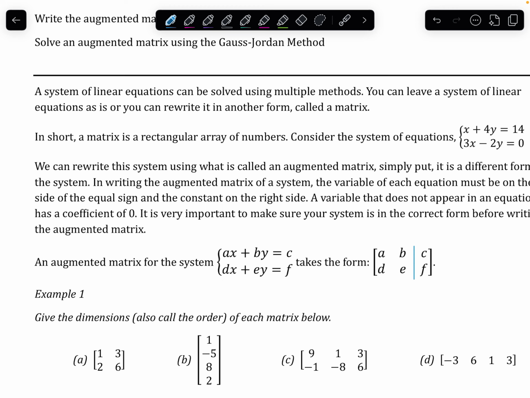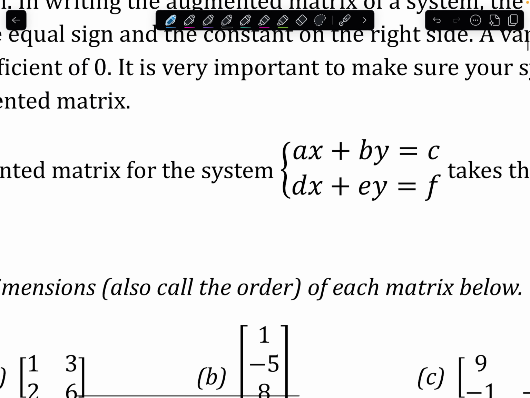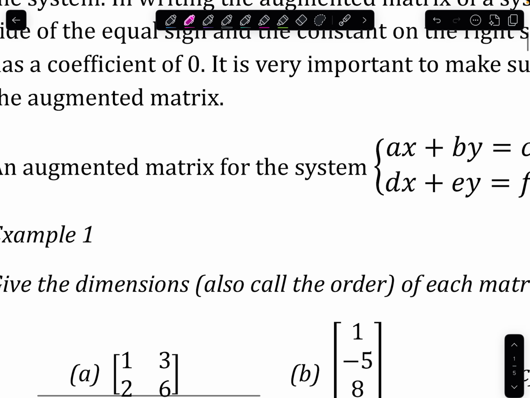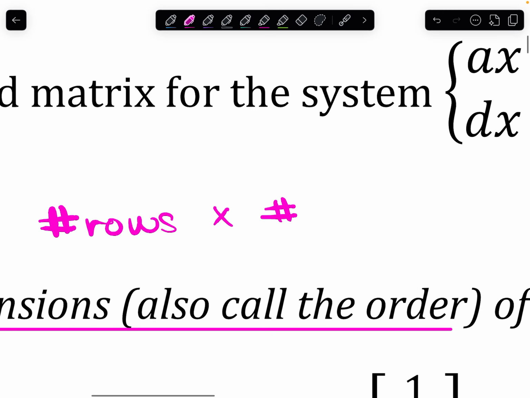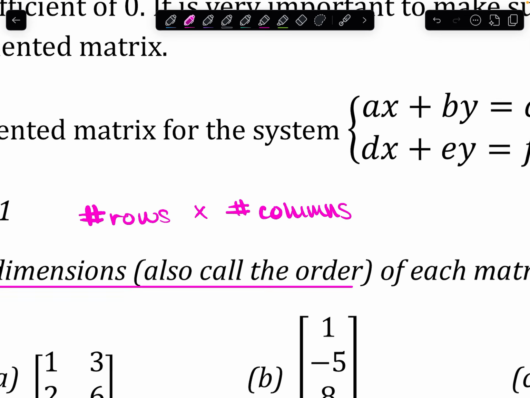So first thing we're going to look at is giving the dimensions, which is sometimes called the order of a matrix. What's important about the dimensions or order, whichever you prefer to call it, is they are given based on the number of rows by the number of columns. So row by column. Rows run side to side, left and right. Columns run up and down like columns on a building.